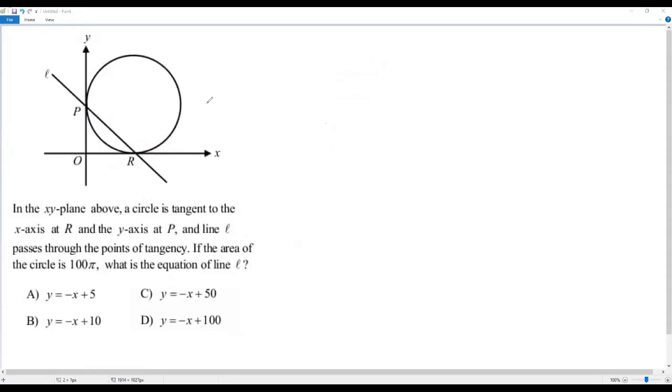Here we have a SAT math problem. Okay, let's go to the question. In the xy plane above, a circle is tangent to the x-axis at R and the y-axis at P, and line L passes through the points of tangency. If the area of the circle is 100 pi, what is the equation of line L?